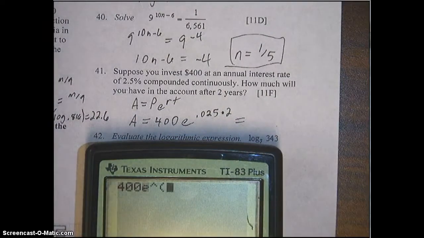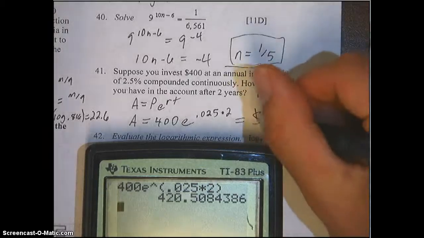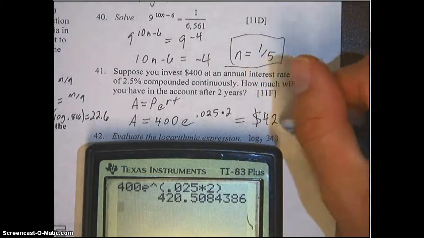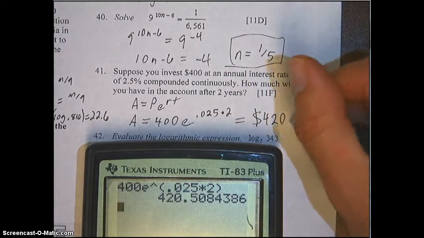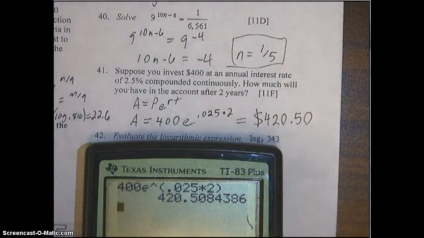400 e to the power of 0.025 times 2 is just about $420. And that should be 50 cents because the bank's going to round that down. It never rounds in your favor.